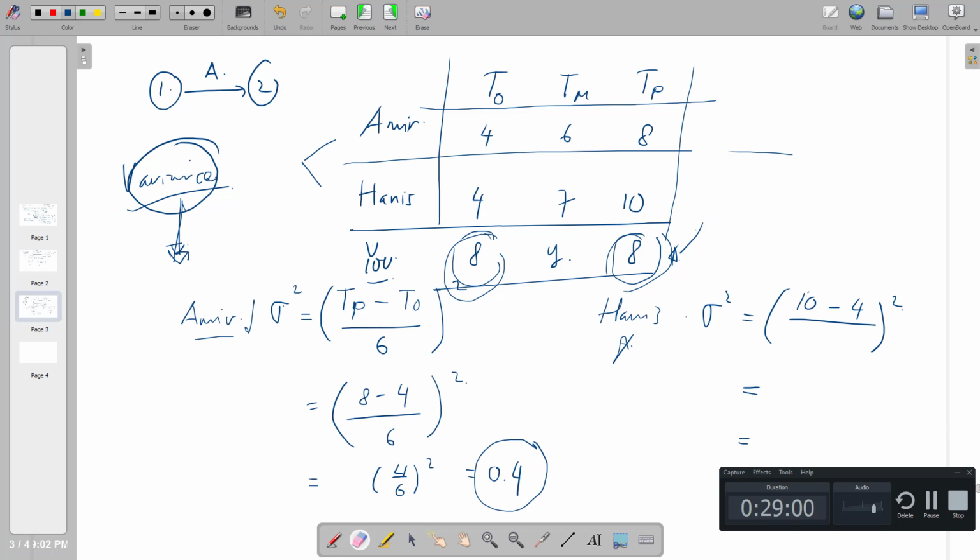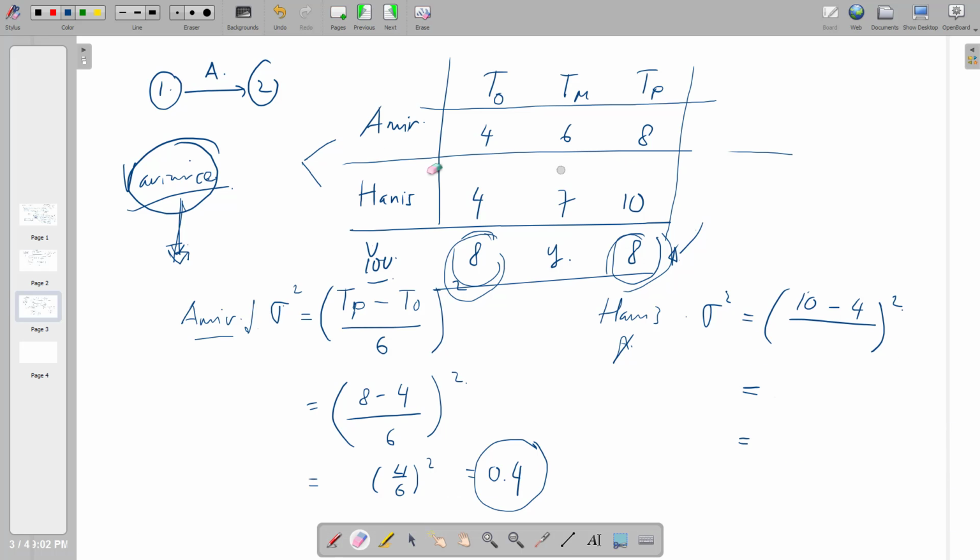Right, hold on. One moment. Okay, back to the whiteboard again. 10 minus 4, this one is 6. So what is the result? Just give me the result immediately. 1. Okay, so which one is better still? Still, Amir is better.